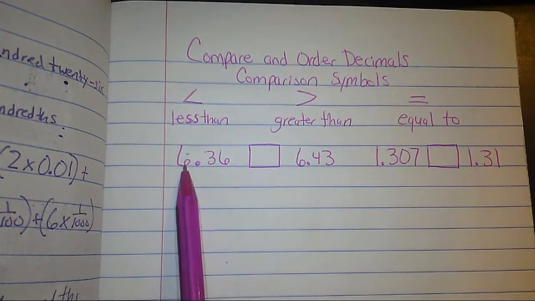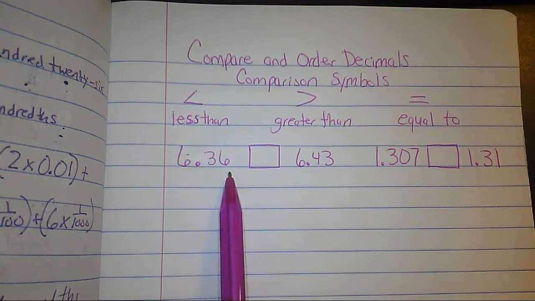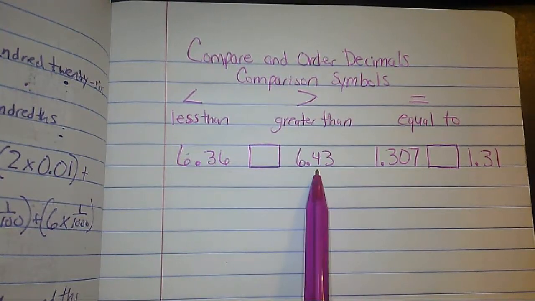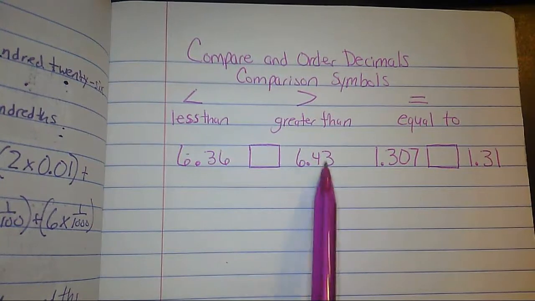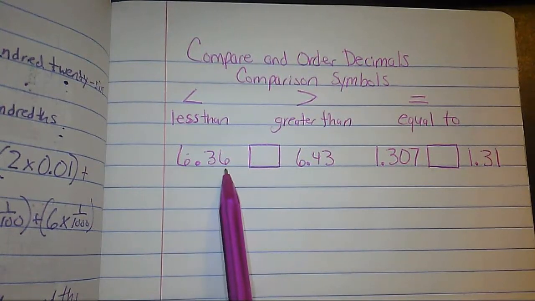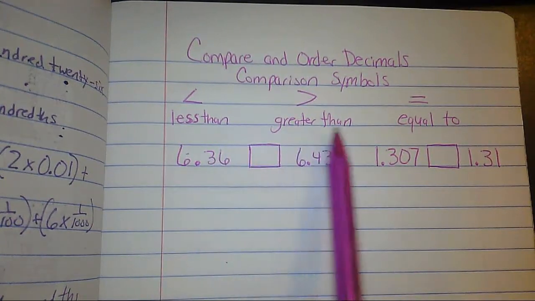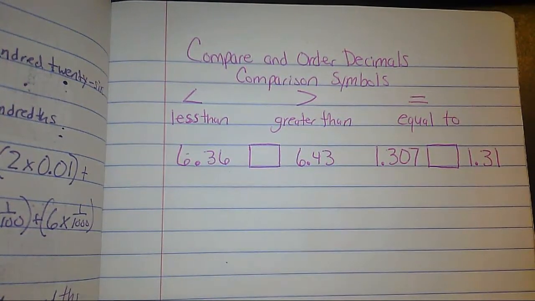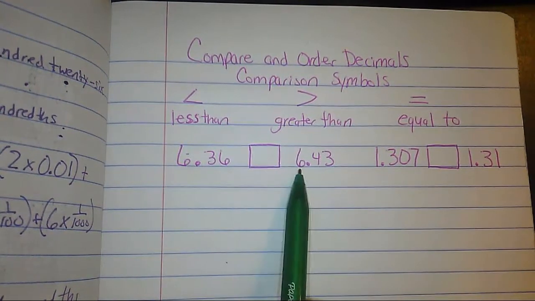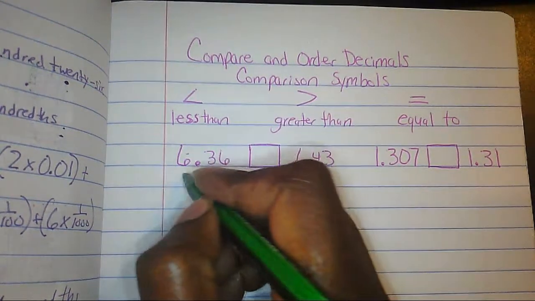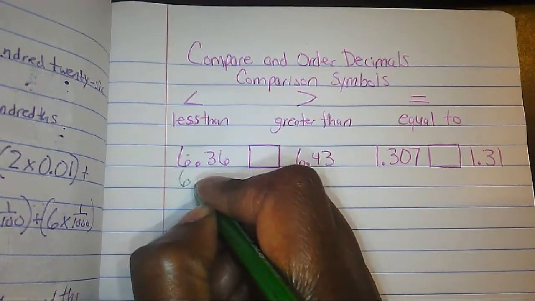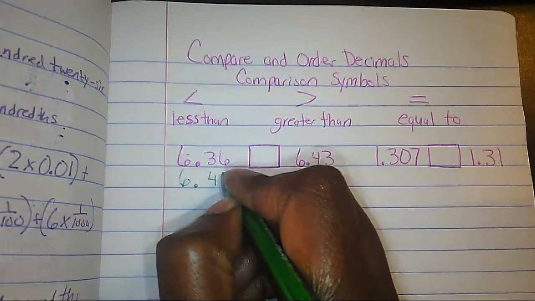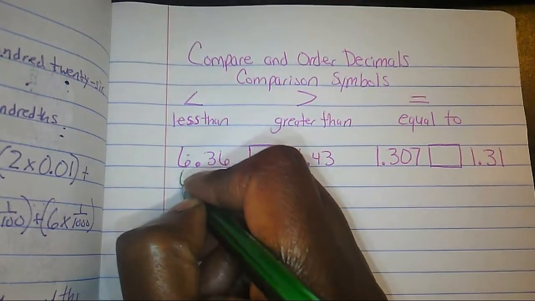We are going to compare 6 and 36 hundredths to 6 and 43 hundredths. And we're going to see if 6 and 36 hundredths is less than, greater than, or equal to 6 and 43 hundredths. So the best way to compare is to line up our decimals. That's the best way to compare. So I'm going to take 6 and 43 hundredths and I'm going to put it right underneath 6 and 36 hundredths like this. So I'm just going to line these decimals up.